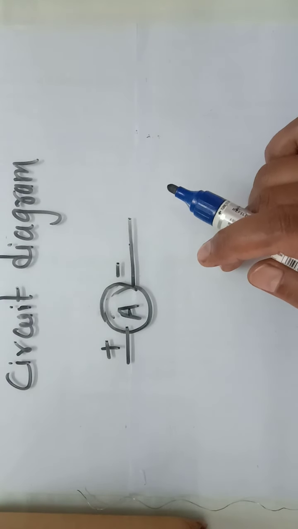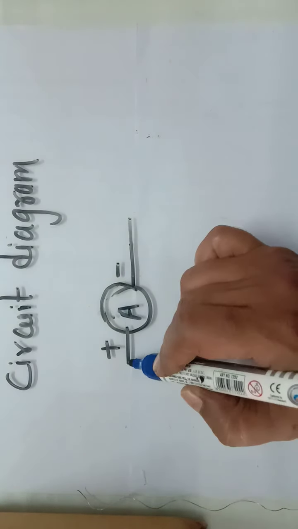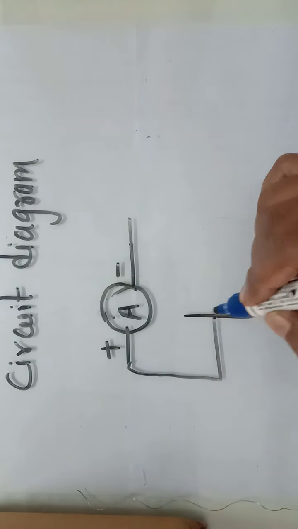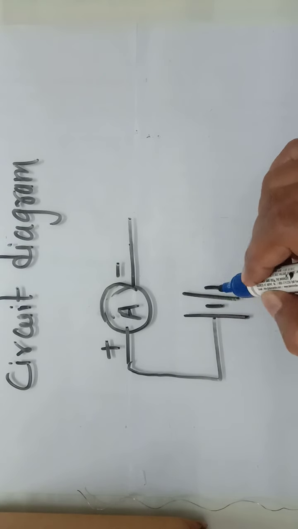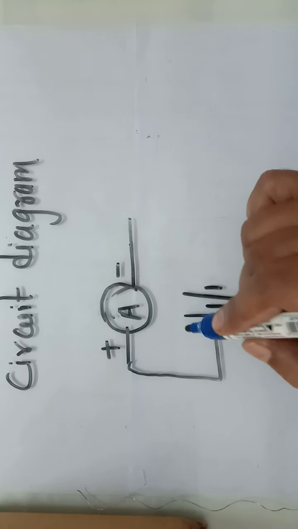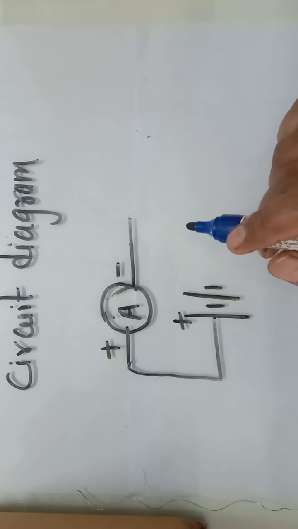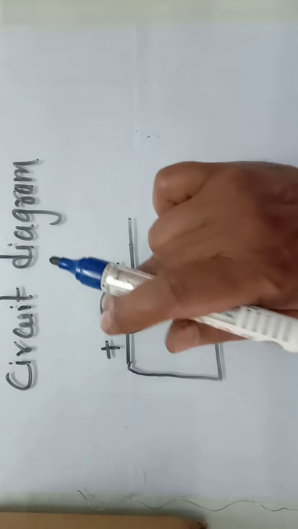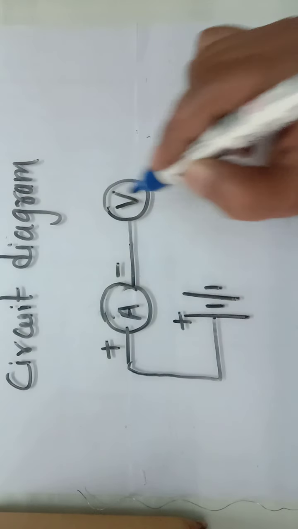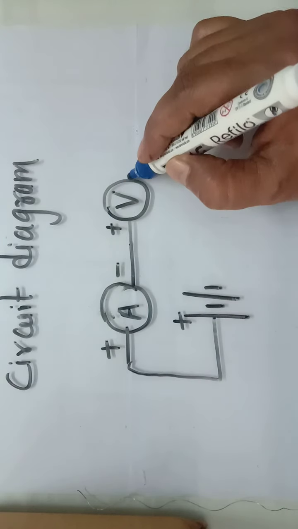As we know, an ammeter is connected in series. This ammeter is now connected to the battery. The positive terminal of the battery is connected to the positive of the ammeter, and the negative of this ammeter is connected to the voltmeter, that is positive and negative.